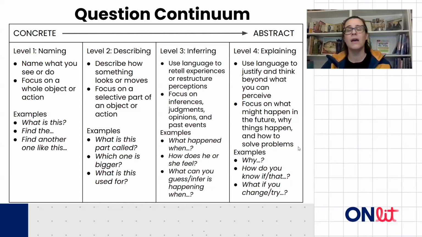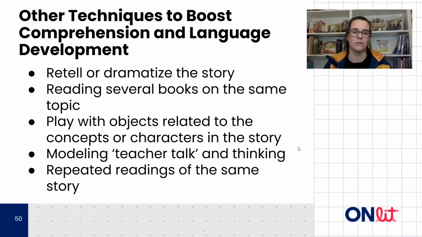Other ways that we can boost that comprehension with our students is retelling or dramatizing the story, getting them again to read several books on that same topic in that text set, playing with objects that are related to the concept and characters in the story, modeling that teacher talk and the thinking as we go. And all of this is coming from a great article on Reading Rockets that MJ can put in the chat for us there. But a lot of great tips in that article on how we can be improving the comprehension and effective questioning with interactive read-alouds.